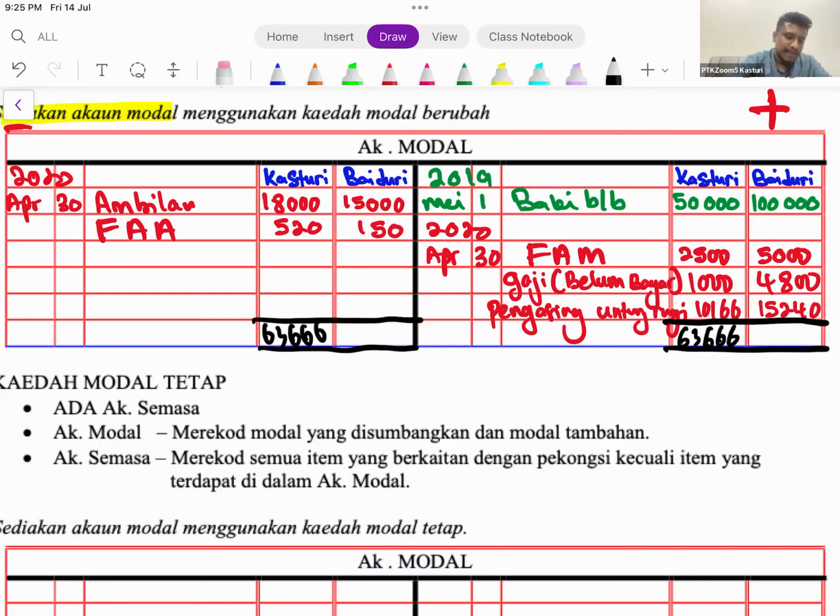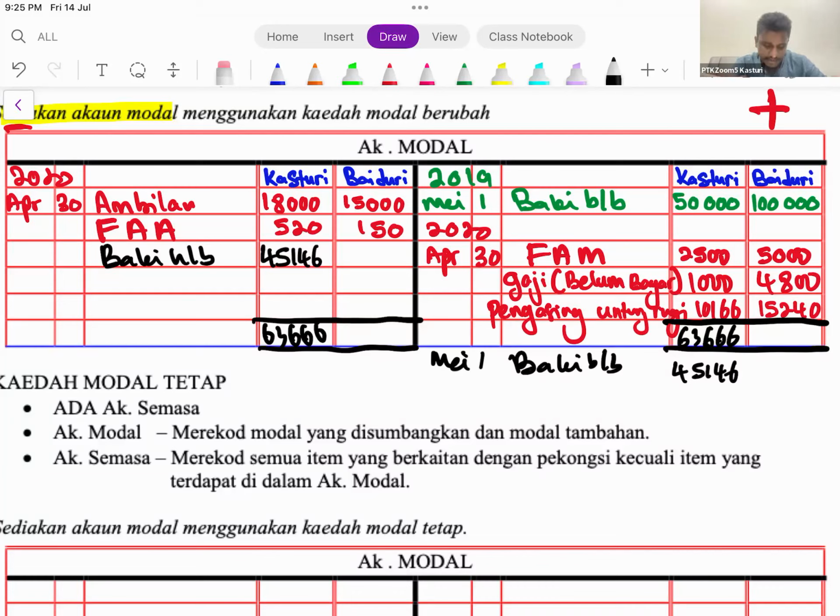63,666 minus 18,000 minus 520. I get 45,146. That's my Baki HP. Can I stop at Baki HP? No. If there is Baki HP, it must be moved to Baki BB on the next day, May 1.